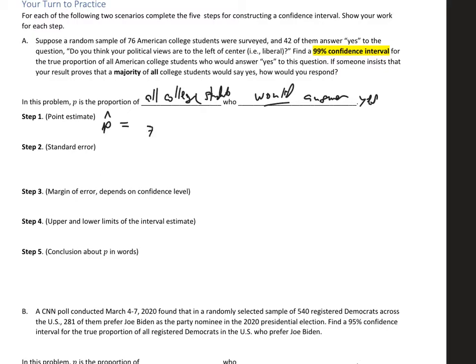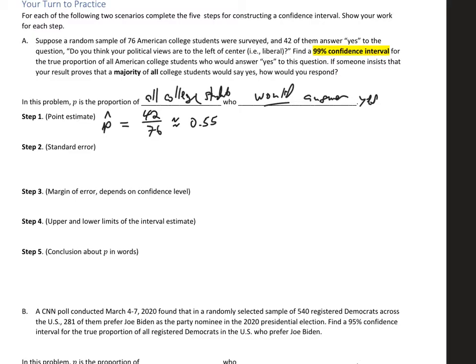There were 76 of them. And so as usual, when we see proportion of something, that's telling us what to divide by. Proportion of the American college students, that's what we're dividing by. And then we have the part of them that said yes, which is 42. So these proportions are always the part divided by the whole. 42 over 76 on my calculator is about 0.55, so about 55%.